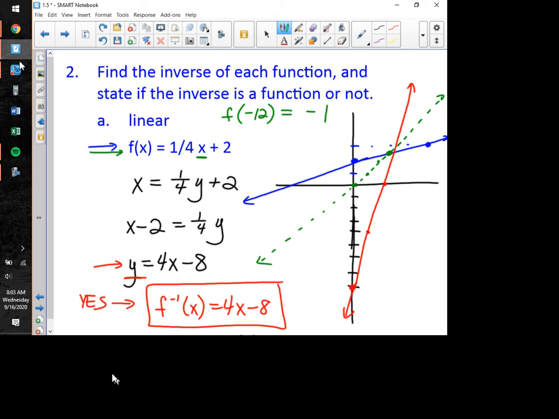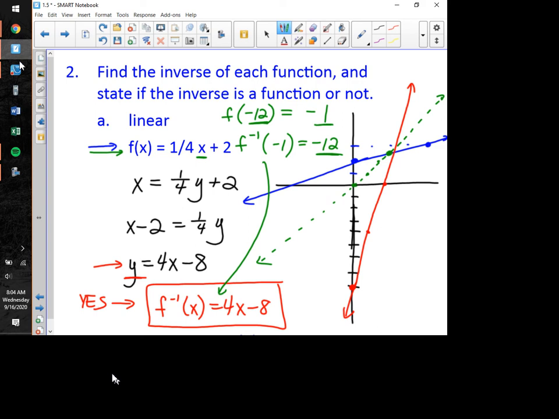But now the question becomes, what happens if we take the inverse function and we use the output from f, this negative 1, as our input now into the inverse? So let's go back down here, everybody, and see what happens when we plug a negative 1 into this function. 4 times the negative 1 is going to give us negative 4, and negative 4 minus 8 is going to give us negative 12. And we end up right back with the exact same x value that we started with.